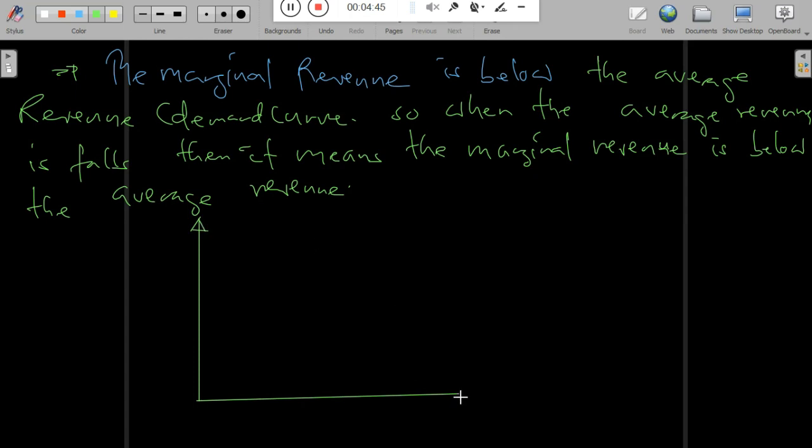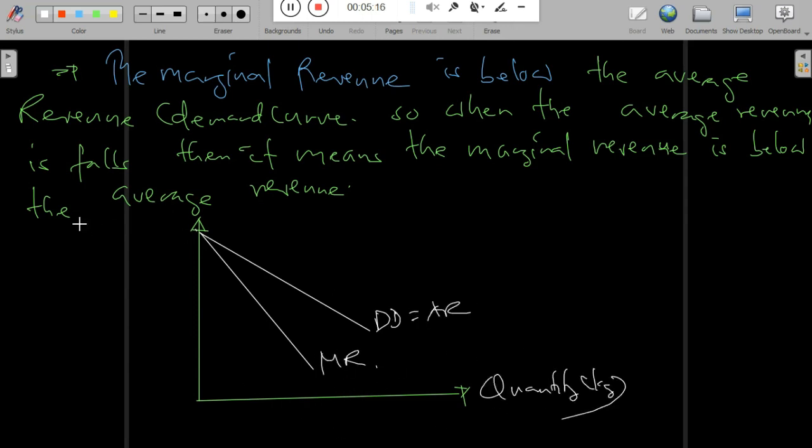The marginal revenue is normally below the average revenue demand curve. So when the average revenue falls, it means that the marginal revenue is below the average revenue. Graphically, we can demonstrate this concept over here. As you can observe, the marginal revenue is below the average revenue, and the average revenue is downward. So when the average revenue falls, it means that the marginal revenue is below. On the left, we have the price in Tanzanian shillings and the quantity as well, as you can observe.